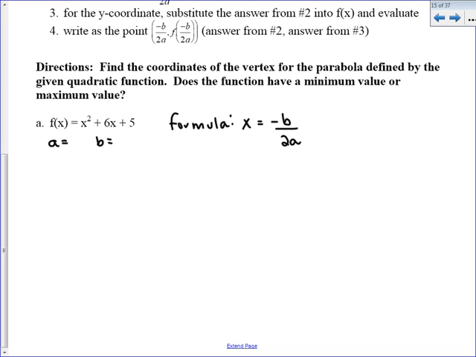So what's A in this problem? 1. It's the same A as we've been working with. And B? 6. So I'm going to go to my little formula. I know that x equals negative b over 2a. I'm going to substitute my numbers in. So I have negative 6 over 2 times 1. Again, watch out for those double negatives popping up, but there's just one here. So I have negative 6 over 2, which gives me negative 3.